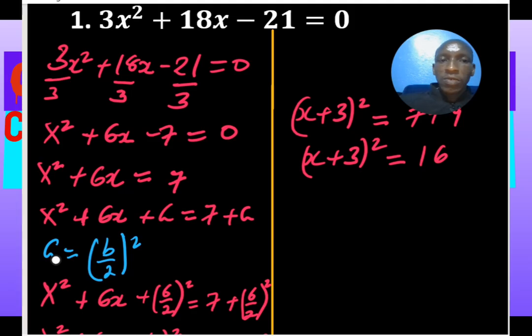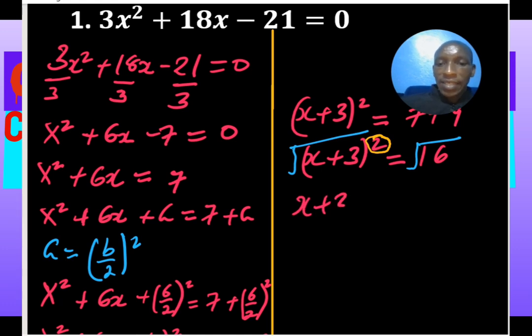Then at this point, we find the square root of each side. The square root of this bracket squared removes the square, so that we remain with x plus 3 without the square, is equal to the square root of 16, which is 4, and it is plus or minus 4. So that is what we get for the square root of 16: positive or negative 4.